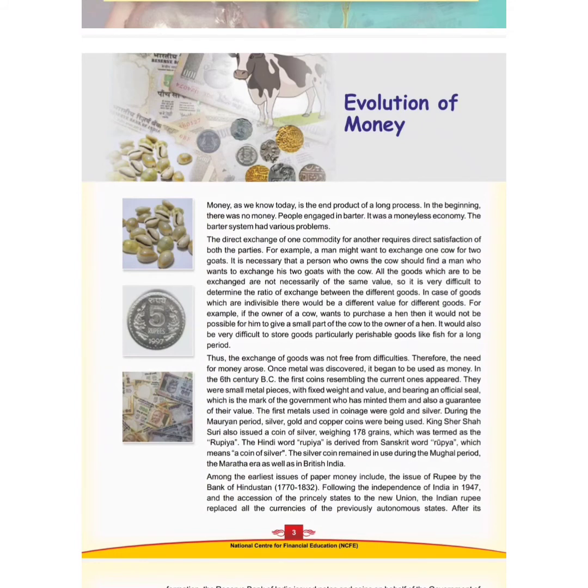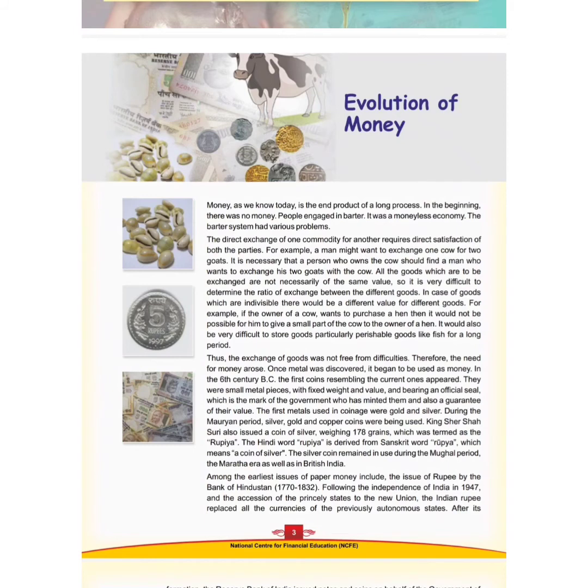There were small metal pieces with fixed weight and value, bearing an official seal with the mark of the government who has minted them, and also a guarantee of their value. So now they are telling us that the coins were small metal pieces. If we see a coin, it is a piece of metal, and the weight of the coin is fixed. Whether you take a 1 rupee coin, 5 rupee coin, or 10 rupee coin, you can see the weight of the coins is fixed. Furthermore, class, they have an official seal.